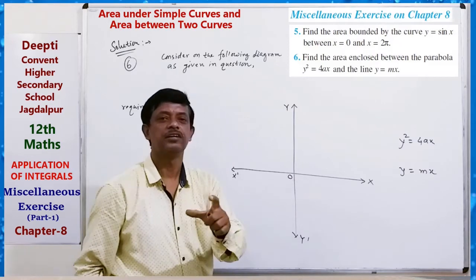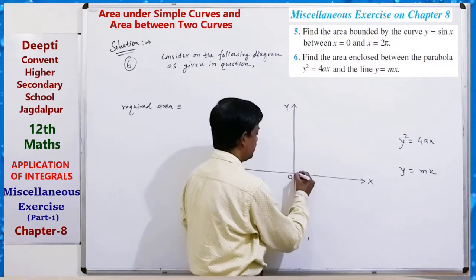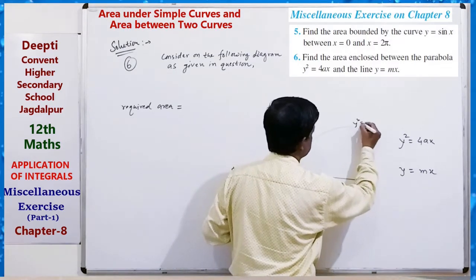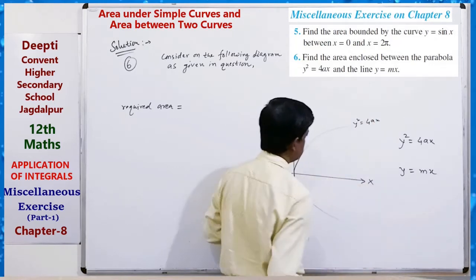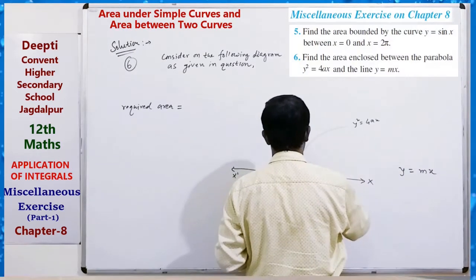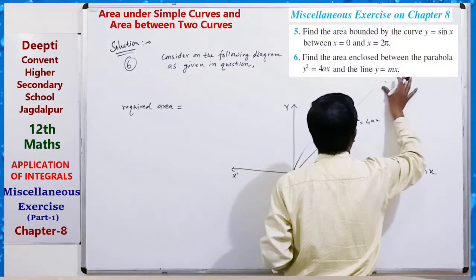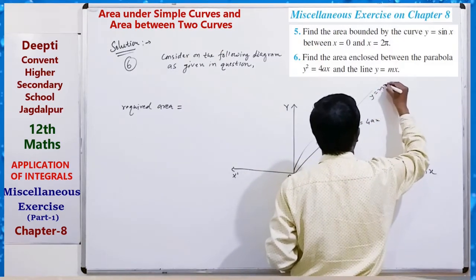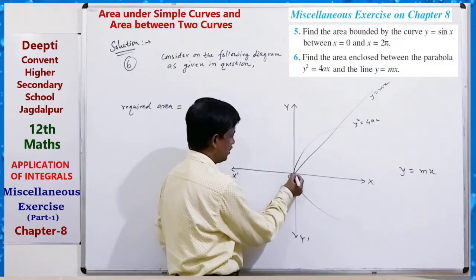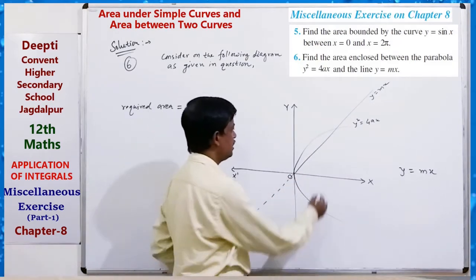You just have to draw the diagram of the parabola. y square equals 4ax, standard form, a right-handed parabola, just like this. Clear? Now the line y equals mx. This is the line. You can draw it like this. The area in between is this.